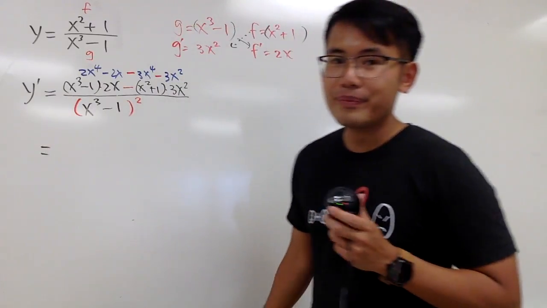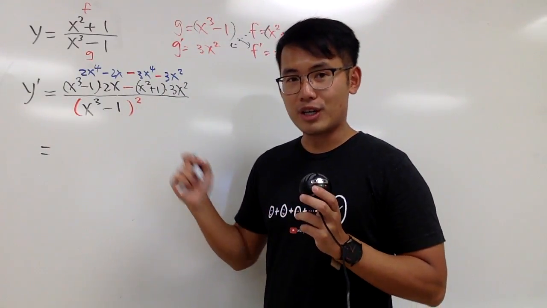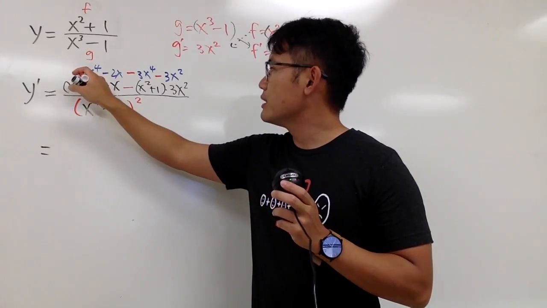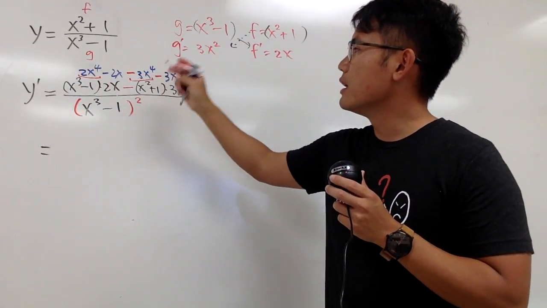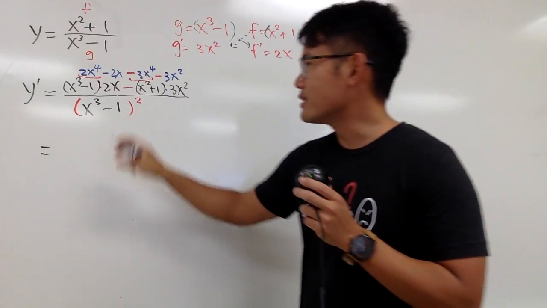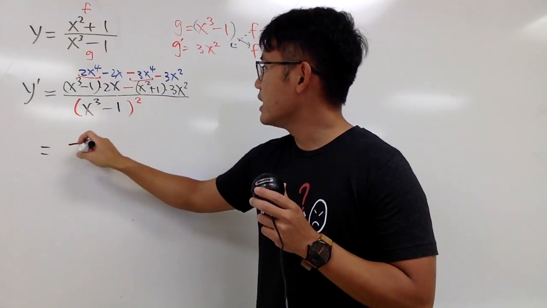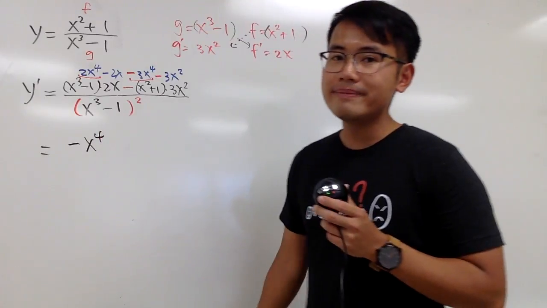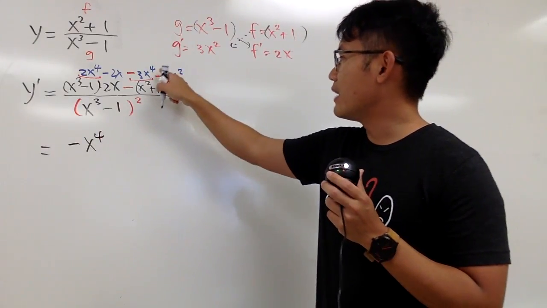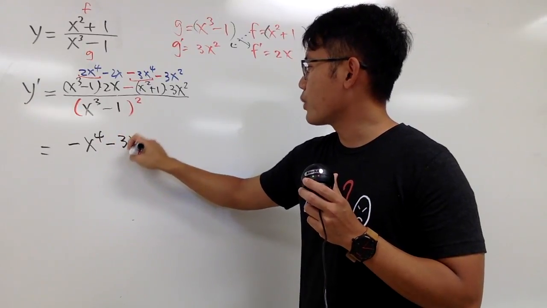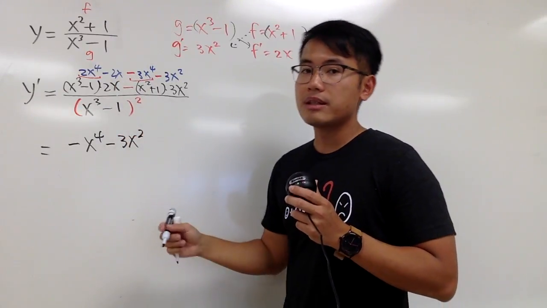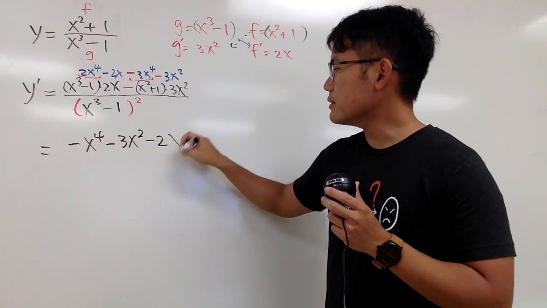Anyway, from here, we see that on the top, what can we do? Notice here we have the 2x to the fourth power, and we are subtracting 3x to the fourth power. So of course, we can write that down as negative x to the fourth power. And then from here, we have the x squared term, which is this only. So let's write down minus 3x squared. And lastly, let's put down the minus 2x.